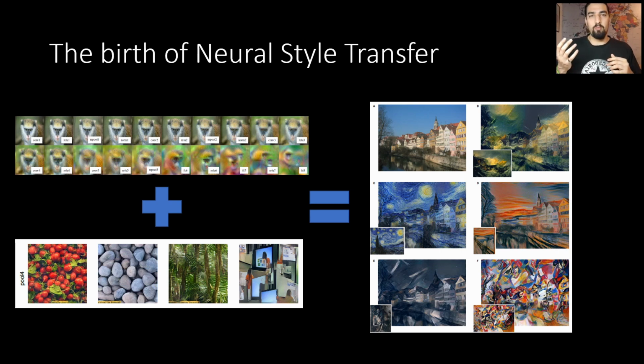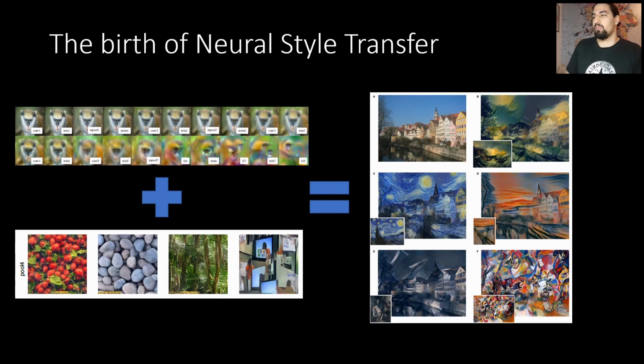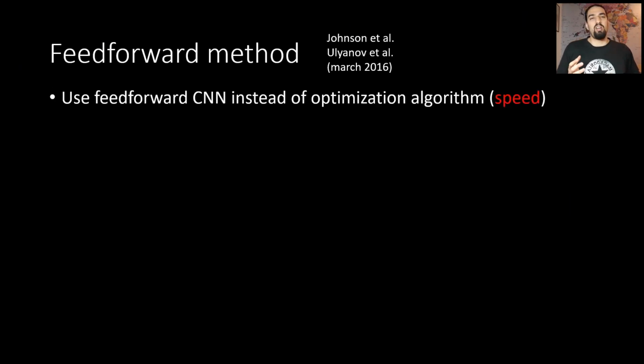The original algorithm was pretty high quality, infinite flexibility in the sense you can transfer any style, but really slow. So let's see how we can improve the speed portion. So the main idea is this: instead of using the optimization algorithm, let's just pass in the image, do a feedforward pass, and get a stylized image out.